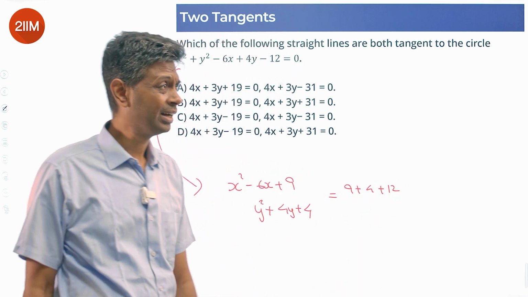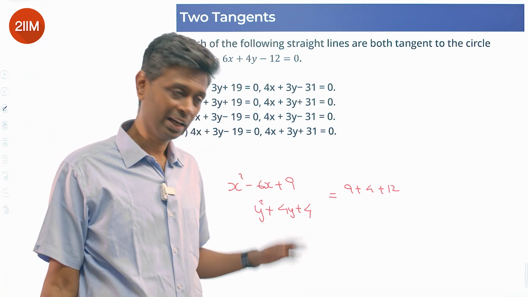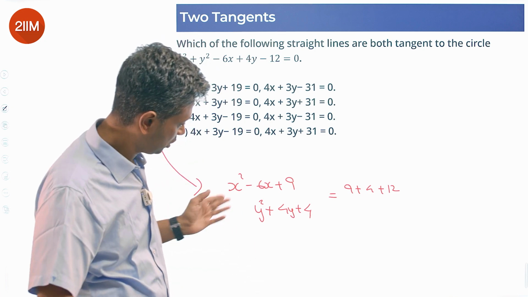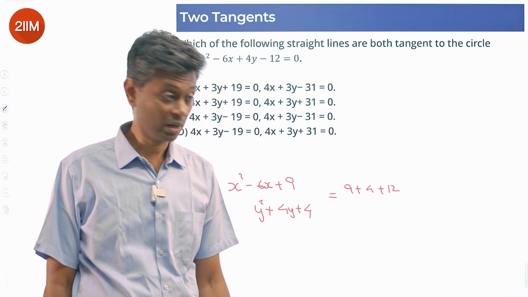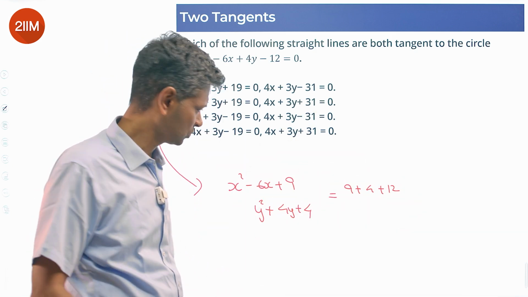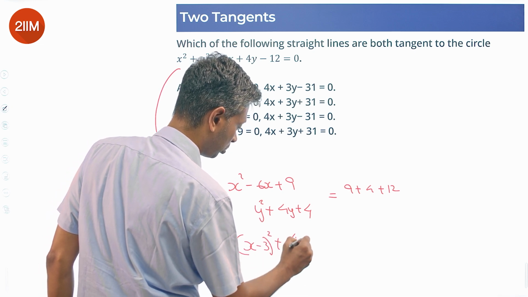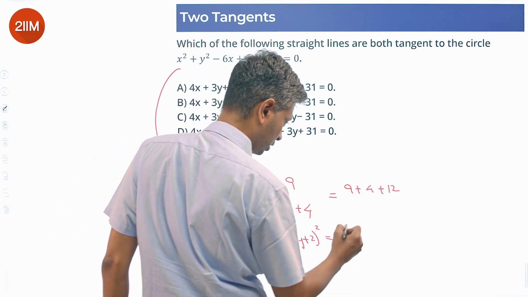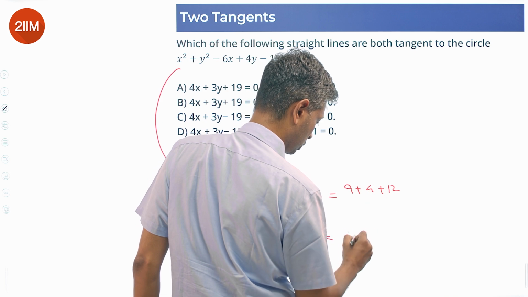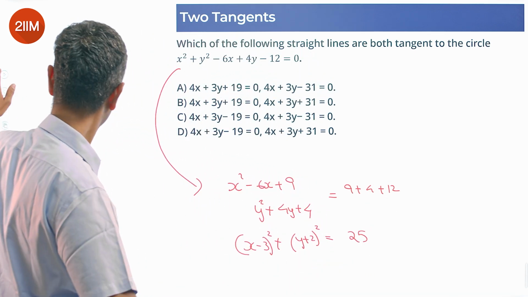What am I doing here? I'm completing the square. X square minus 6x plus 9 is a nice square. I have 9 here, I'll put 9 there. Y square plus 4y plus 4 is a nice square. I have 4 here, I'll put 4 there. I take the minus 12, put it that side, it becomes plus 12. Or this is x minus 3 the whole square plus y plus 2 the whole square is 25, which is 5 square.